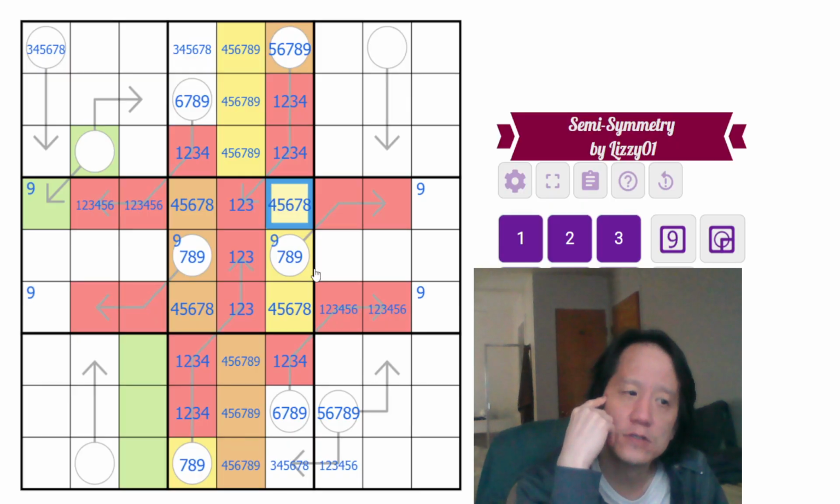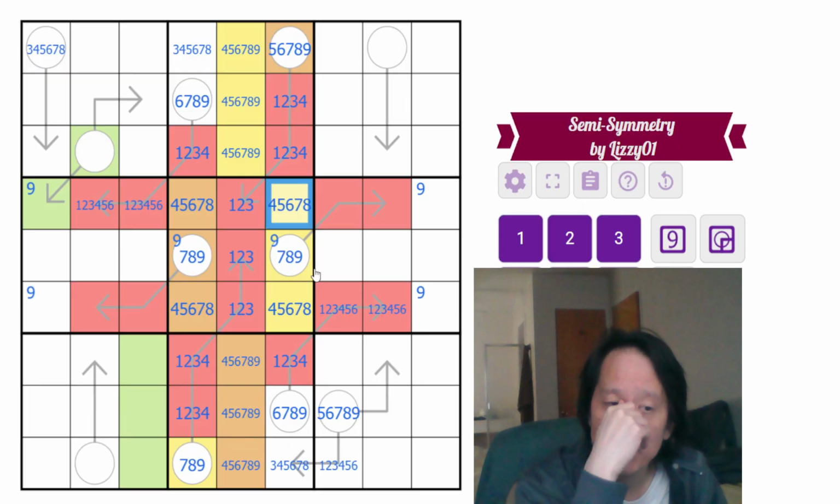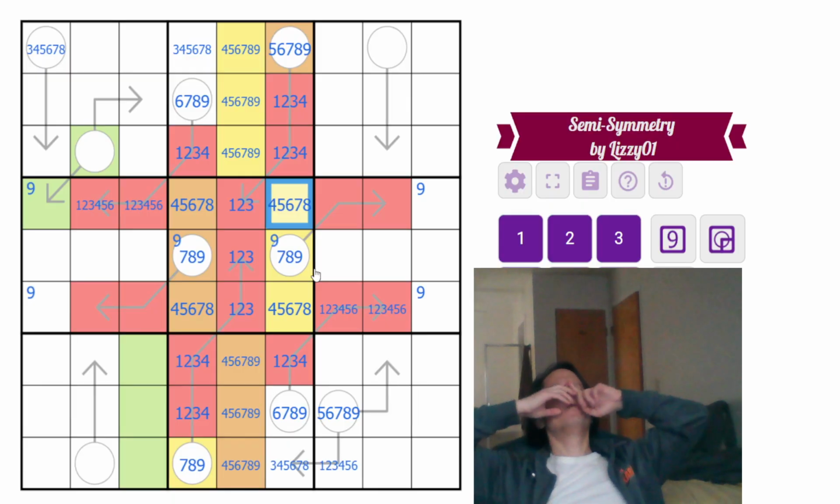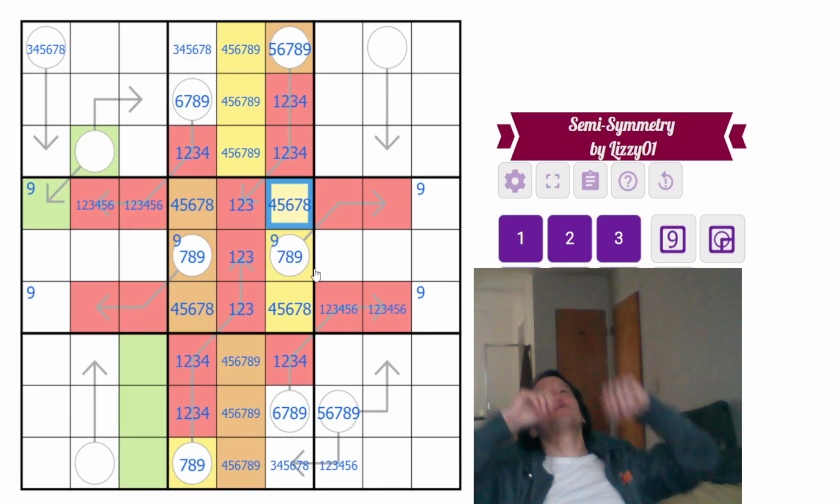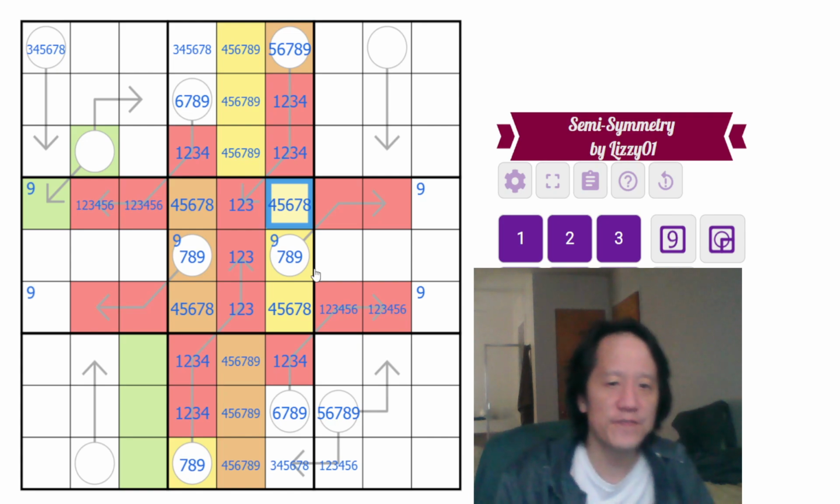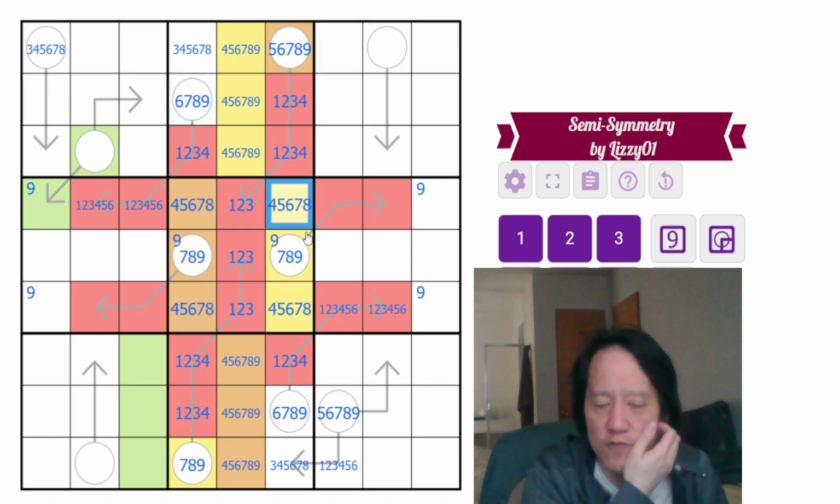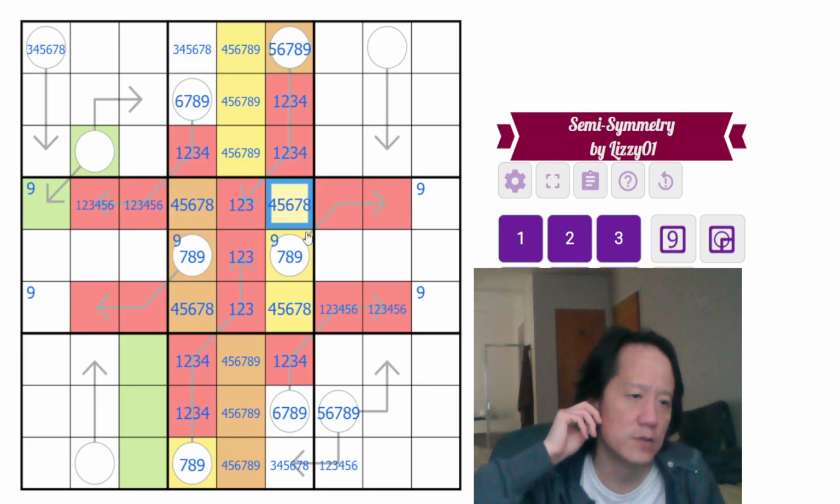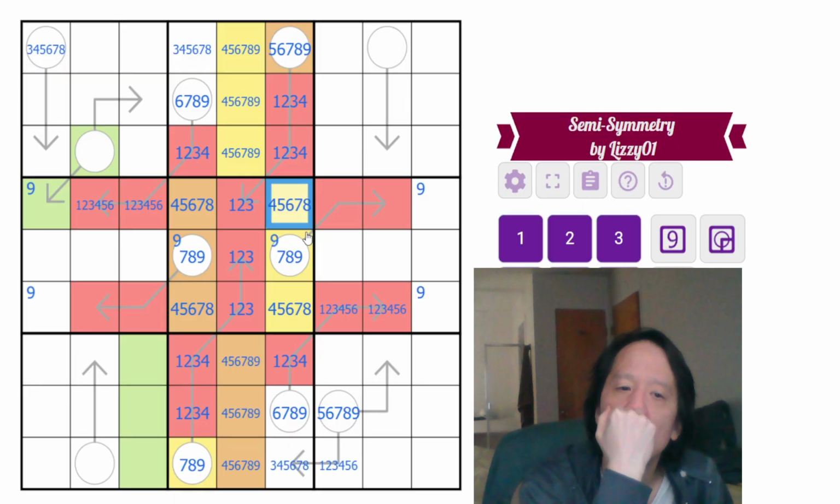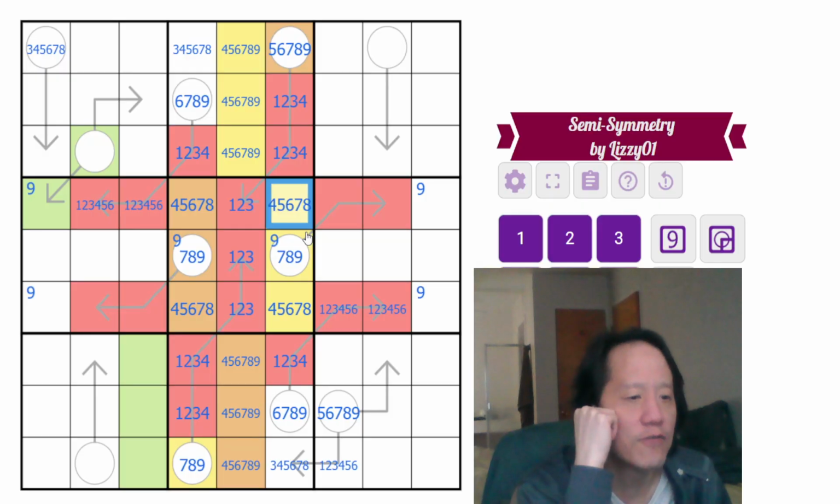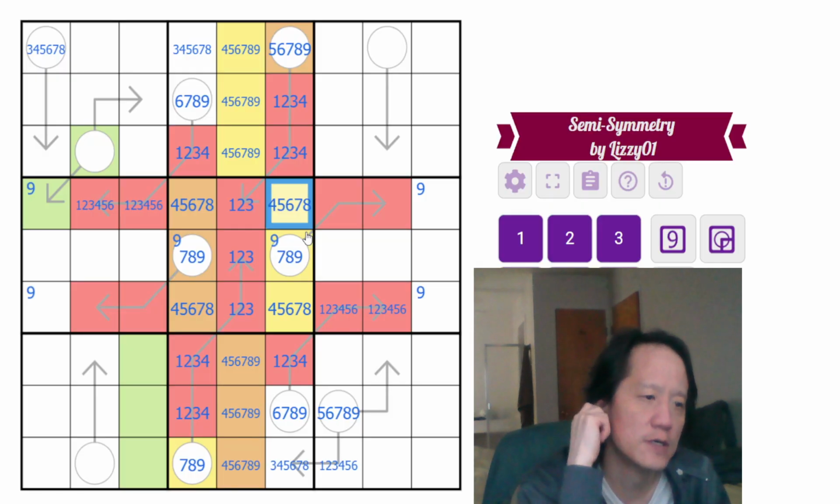The 6... oh, wait, no, the 6 also... Can 6 be duplicated? 6, 7, 8, and 6, 8, 9. No. 6 can never be duplicated, so it has to be 7 and 8. So we've lost 4 degrees of freedom here. The 4, 5, and 6 have to be in the corners. Right, you could have a 4 jumping to a 6.